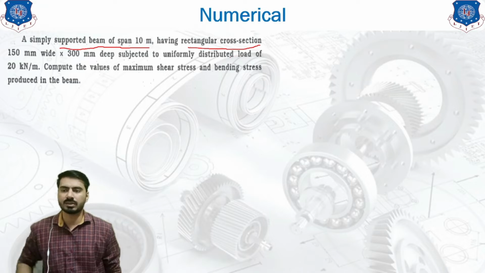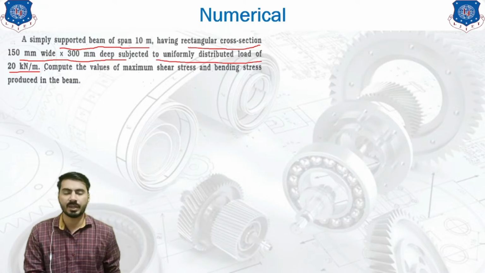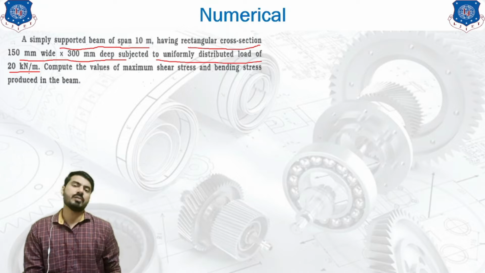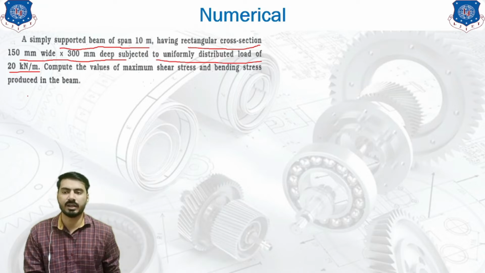So the rectangular cross section dimensions are also provided, and those dimensions are 150 mm wide and 300 mm deep. So 150 is our small b and 300 is our small d, subjected to a uniformly distributed load of 20 kilonewton per meter. If you want to calculate the total load, then you need to multiply by the total distance, that means the total length of the beam, that is nothing but the 10 meter.